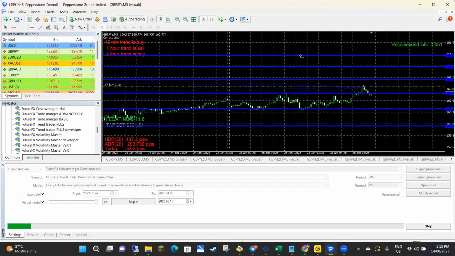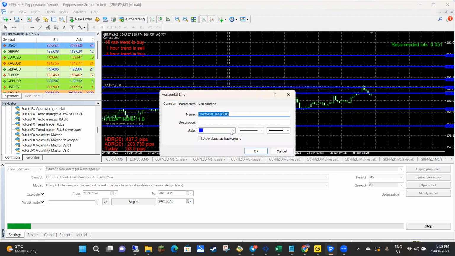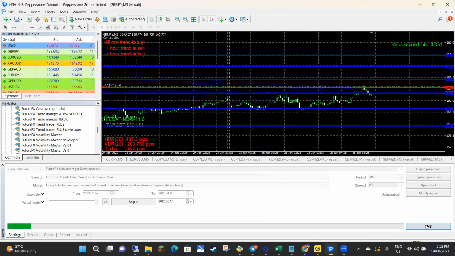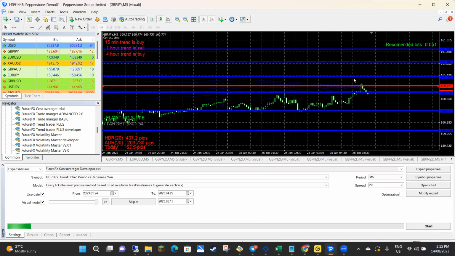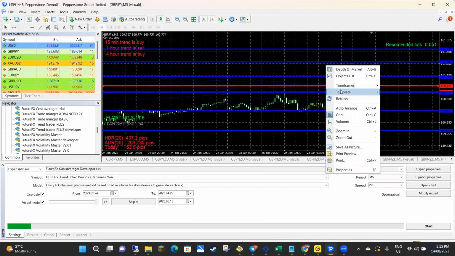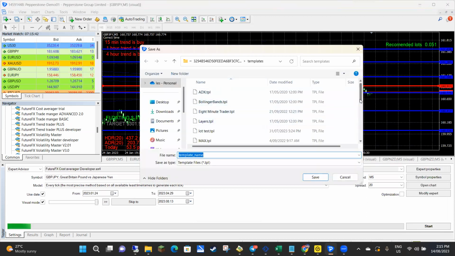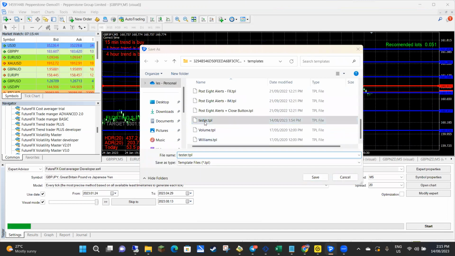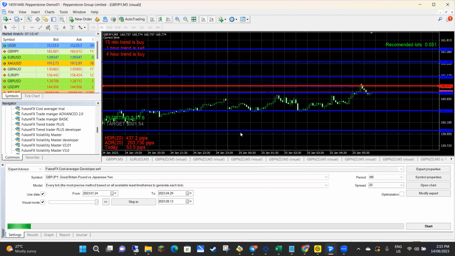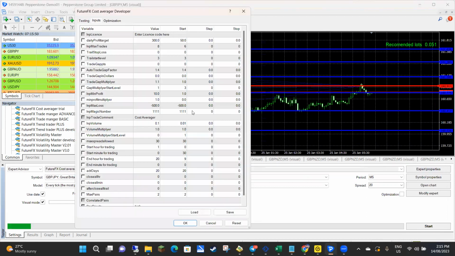Okay, so I'm just going to draw a line where we took profit, which was that red mark right there. I'll just change the color of that one. We'll stop that backtesting. I'm just going to save that as a template so that we have those lines on the next backtesting. If you save a template and you call it tester, then that's what all your testing charts will look like. So all I'm going to change is the volume multiplier to 1.8.